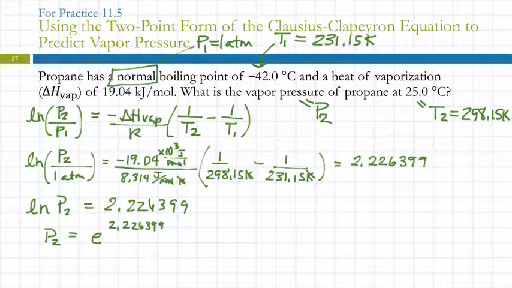I've still got that number in my calculator, and so I do e to the x, and then second answer to pull that number back equals 9.26. So pressure equals 9.26.